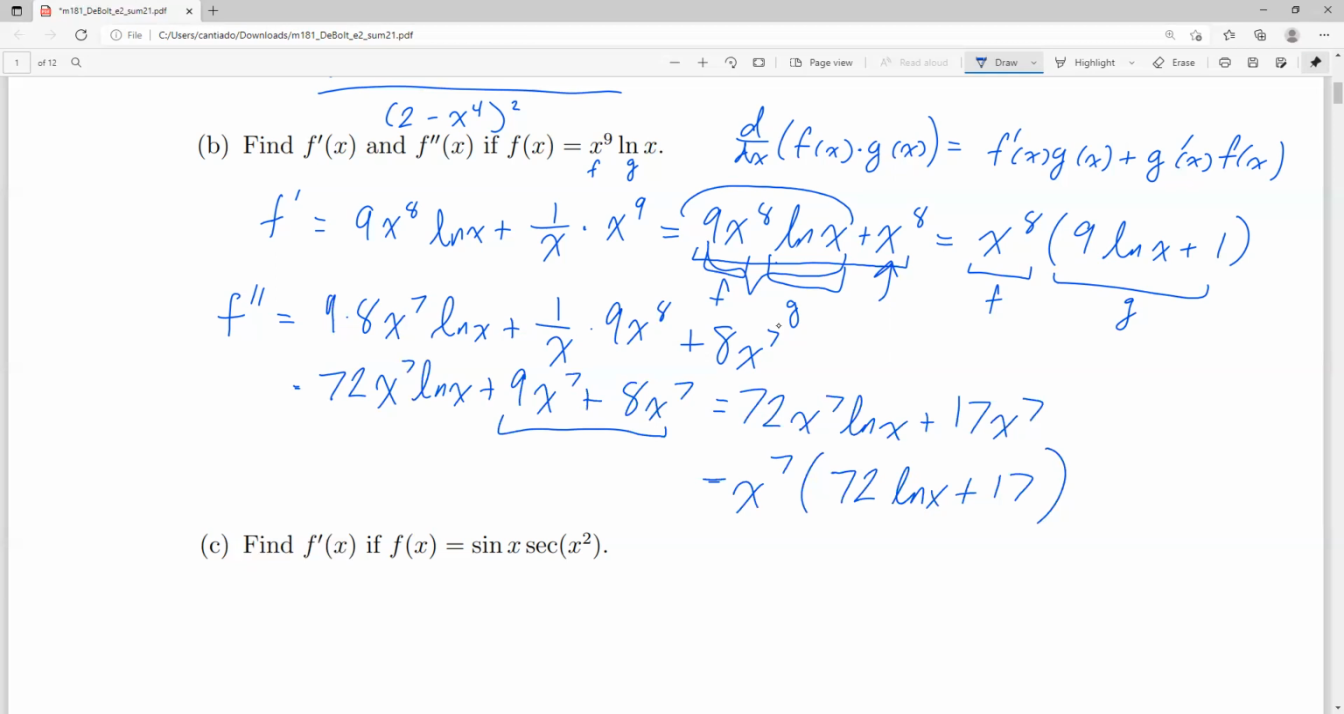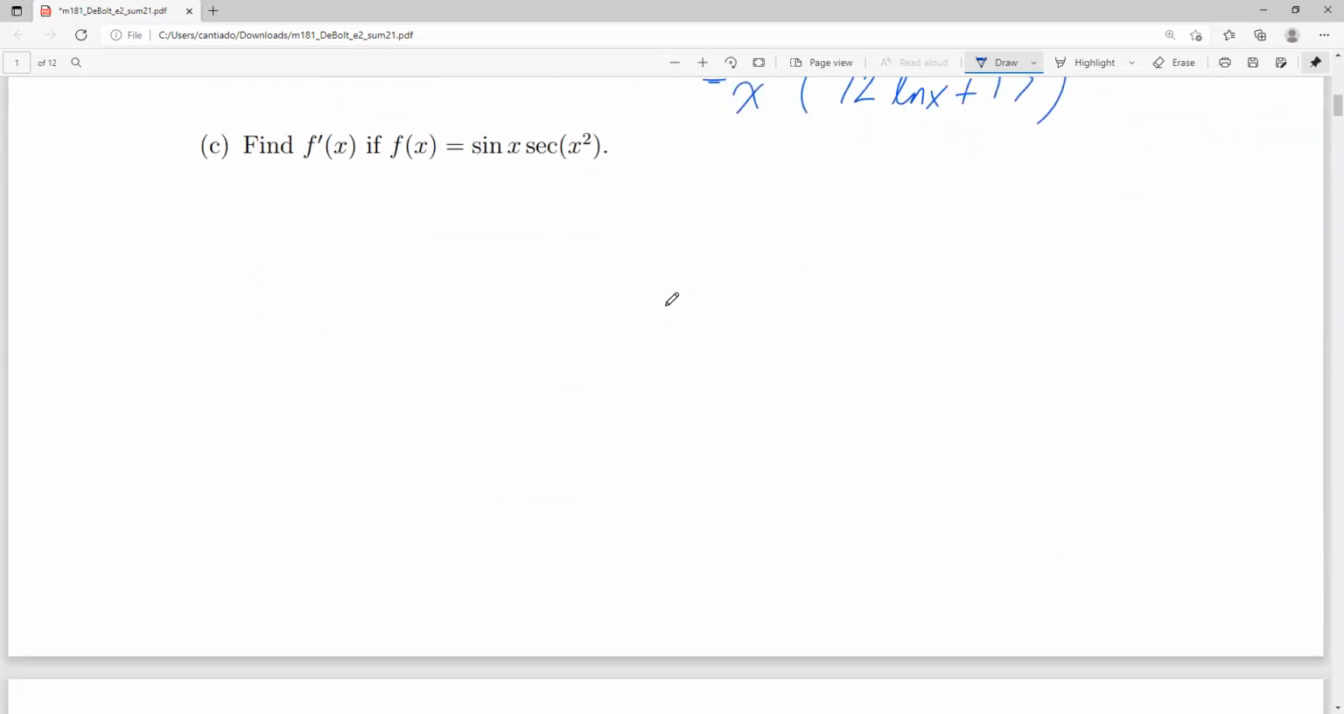Yeah, that's B. Let's go ahead and just move right along to C. Find the first derivative given this function. Okay, so this is again a product rule thing. We got sine of x as our first function and secant x squared as our second function.